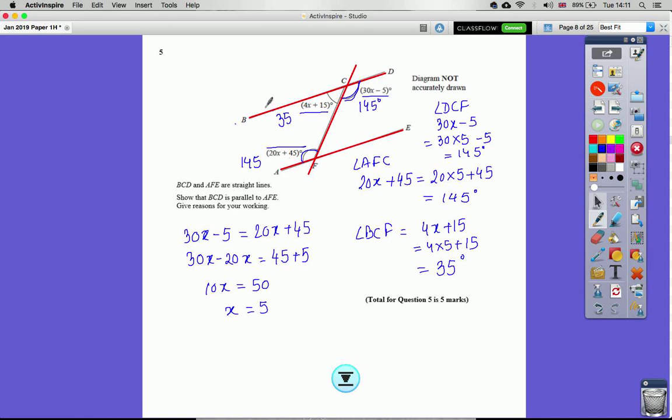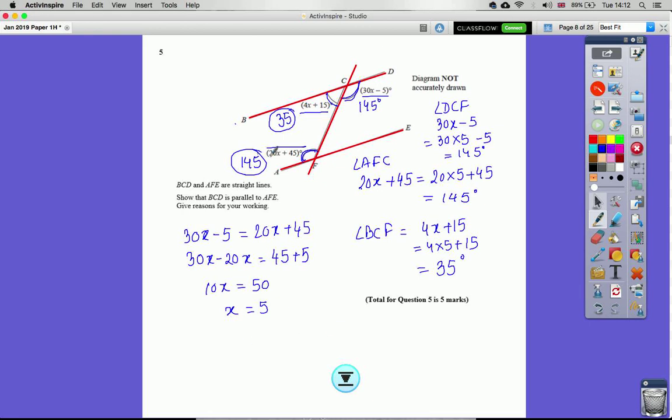So when I add angle BCF, which is 35 degrees, and angle AFC, which is 145 degrees, I get 180 degrees. That is one of the conditions of parallel lines, that co-interior angles add up to 180 degrees. Also, we can see that this angle 145, angle AFC, is the same as angle DCF, and they are alternate angles. So we know that alternate angles in parallel lines are equal. Therefore, BCD is parallel to AFE.